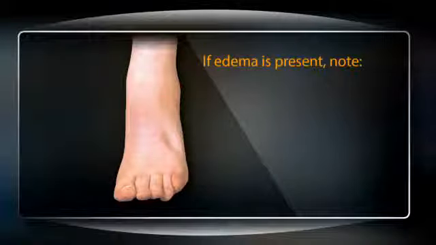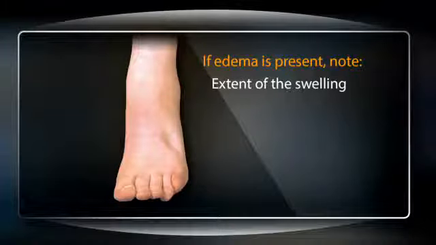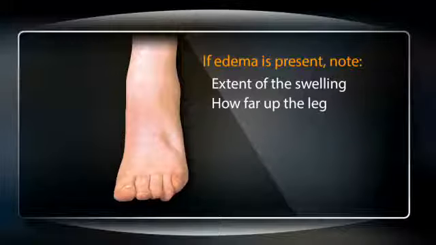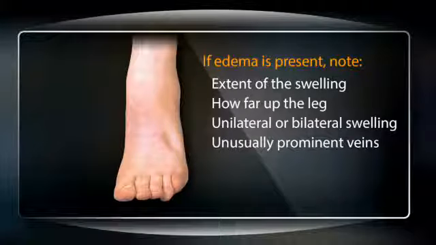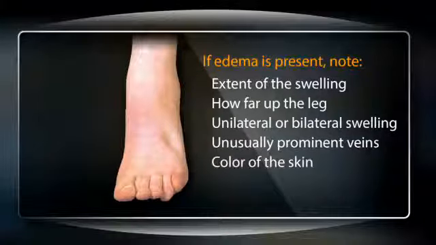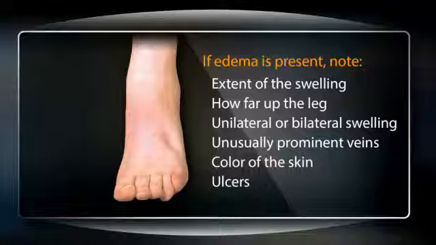If edema is present, note the extent of the swelling and how far up the leg it goes. Note if the swelling is unilateral or bilateral. Are the veins unusually prominent? Note the color of the skin for redness or brownish areas near the ankles. Also note any ulcers arising from venous stasis or arterial insufficiency.